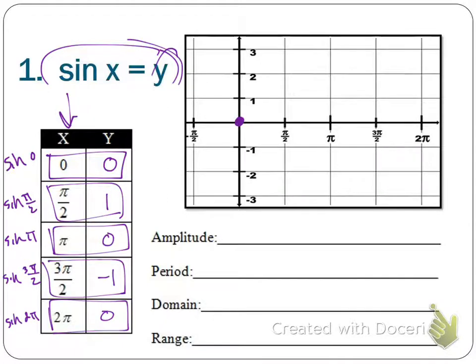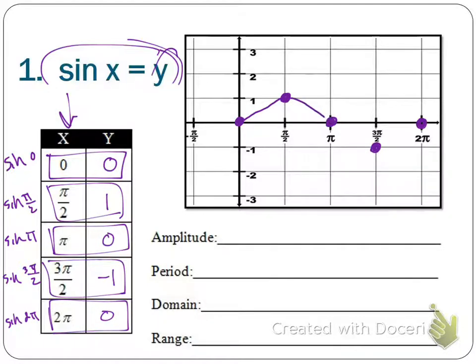Then plot pi over 2, 1. Then plot pi, 0. Then plot 3 pi over 2, negative 1, and then plot 2 pi comma 0. So we can make the tick marks on the x-axis whatever we want. We can make the tick marks on the y-axis whatever we want also. So we create those tick marks to make it easy to come up with a graph. And so there it is. So we would connect these dots.